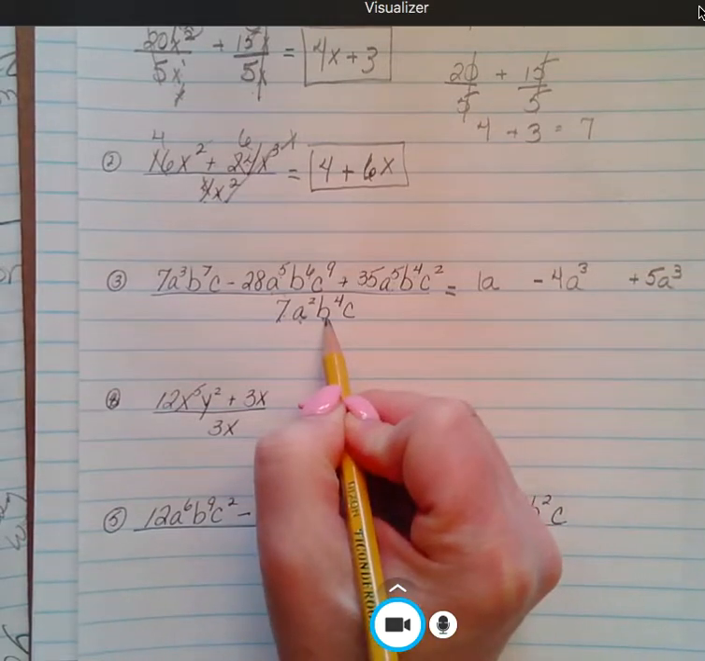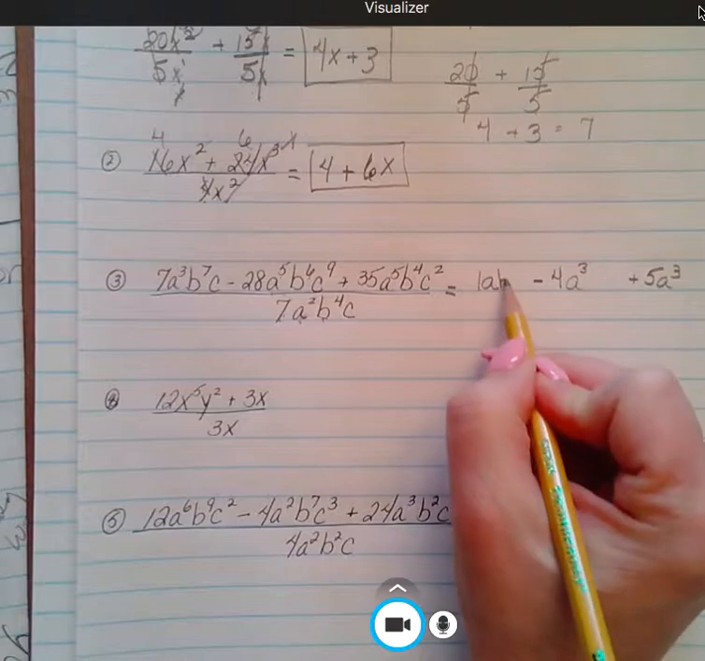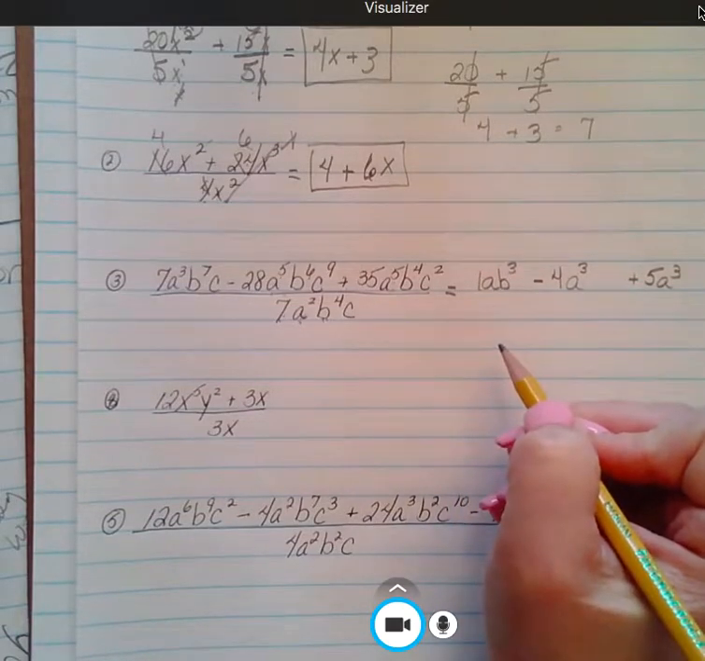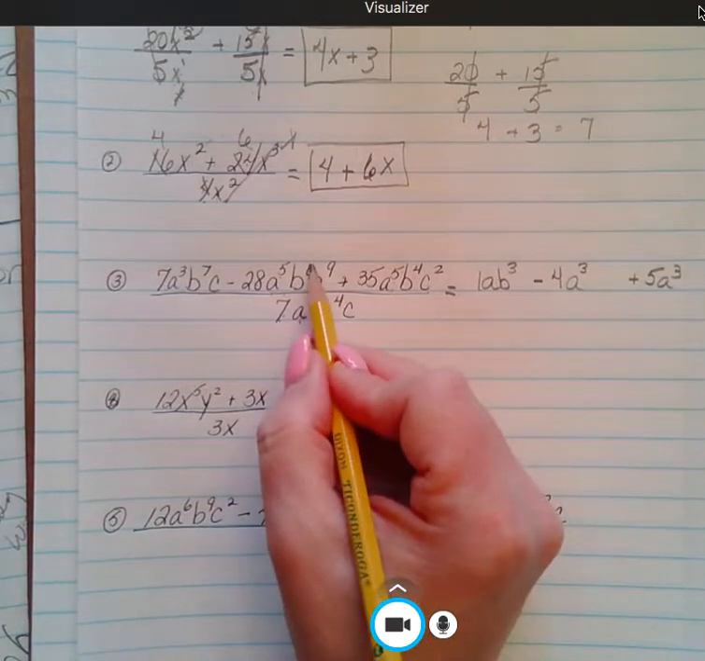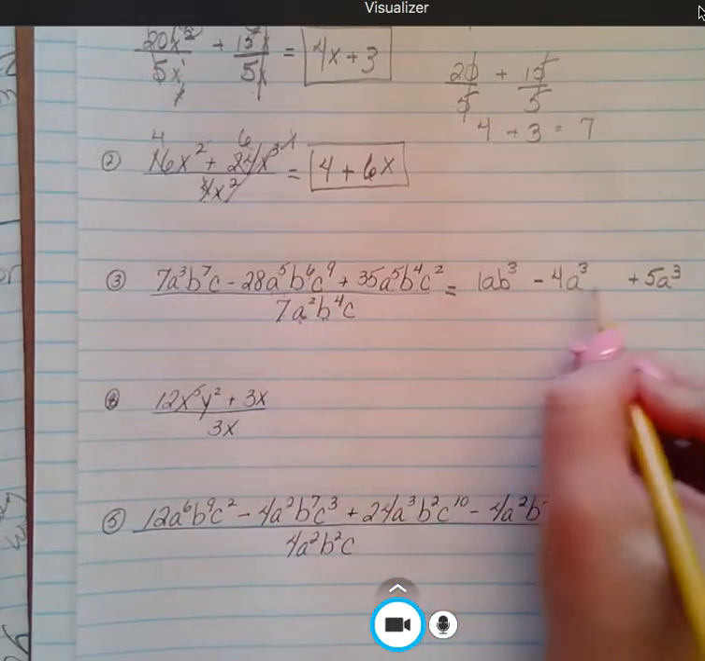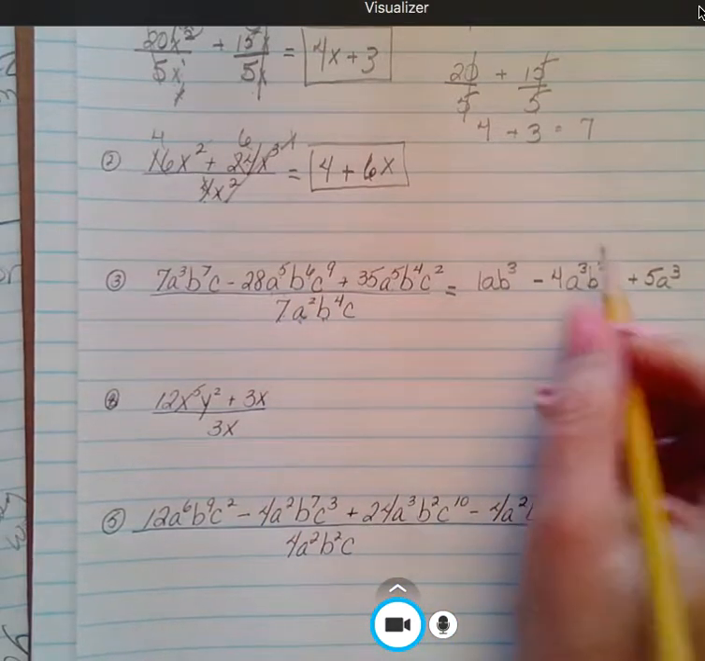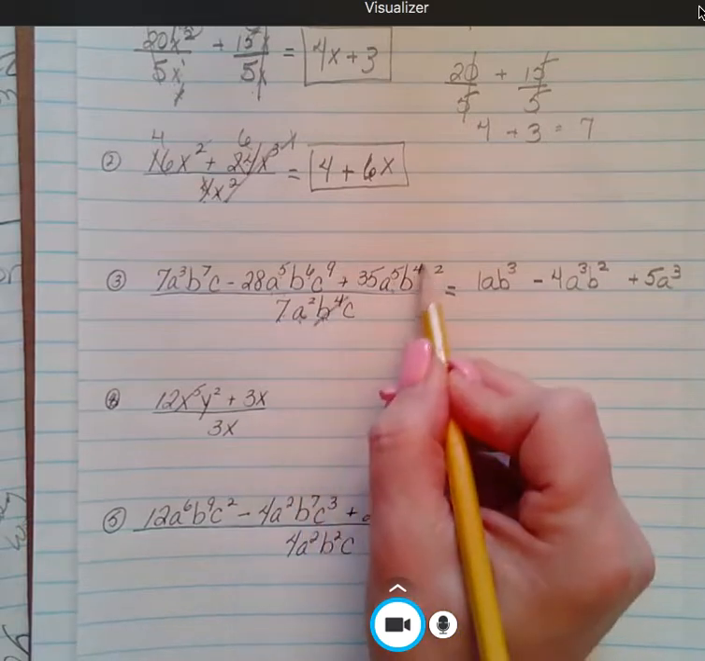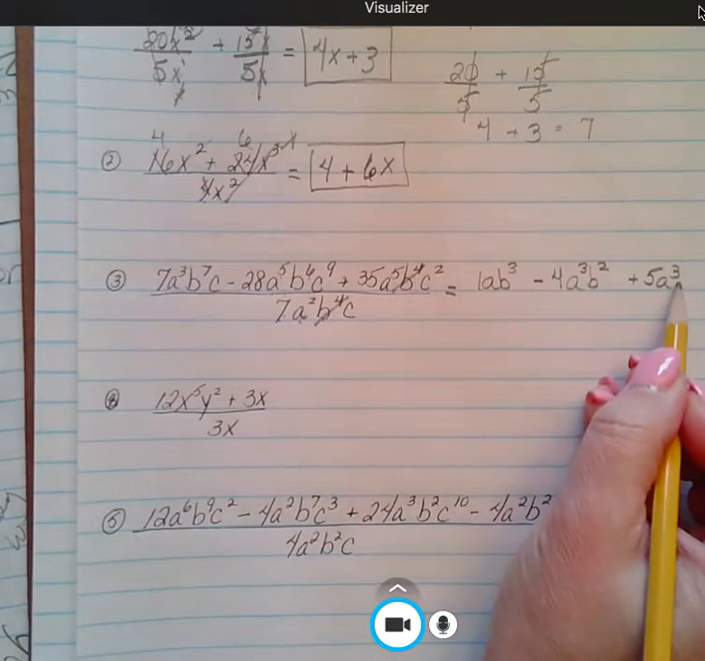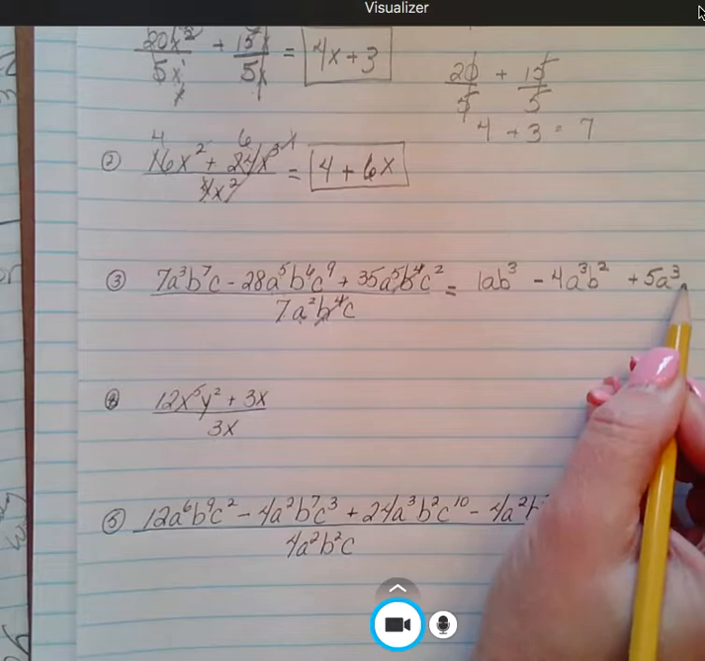B to the fourth into b to the seventh, that leaves me with b cubed. I have 6 b's here, 4 here, leaves me with b squared, and my last term, they cancel. So there will be no b in this last term over here.